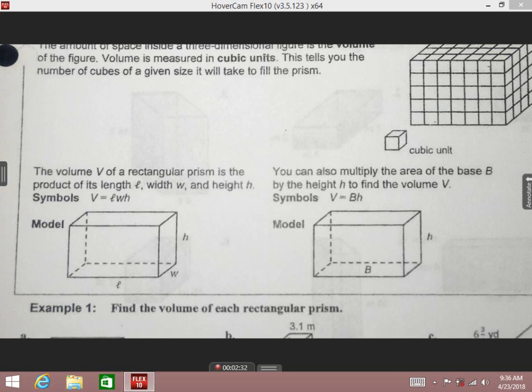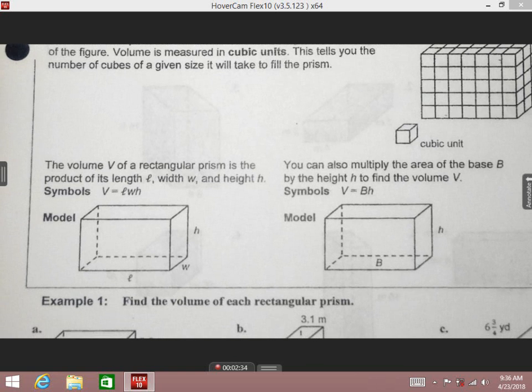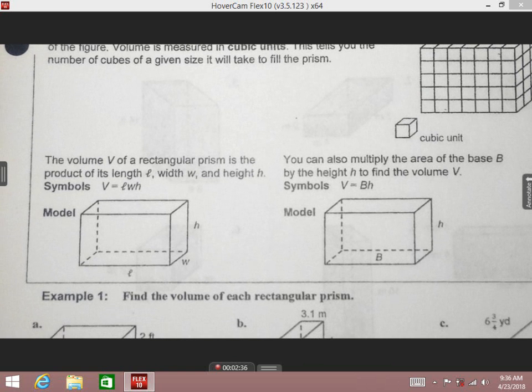With volume, there are two different formulas we can use. You'll see where it says symbols. Those are our two different formulas. Now, one of them is more useful than the other. One formula is more useful than the other.